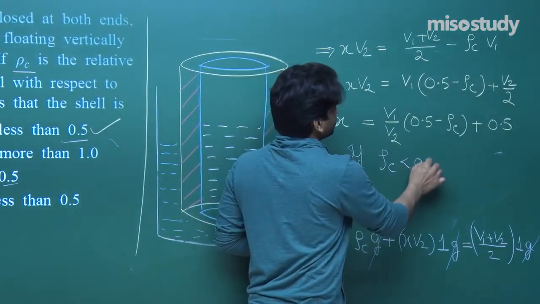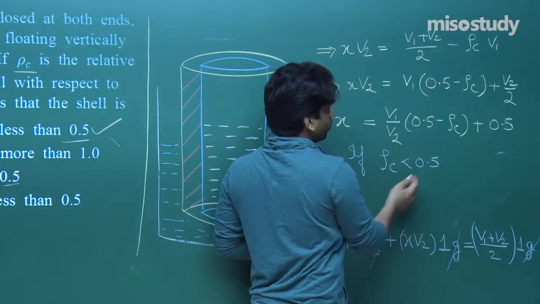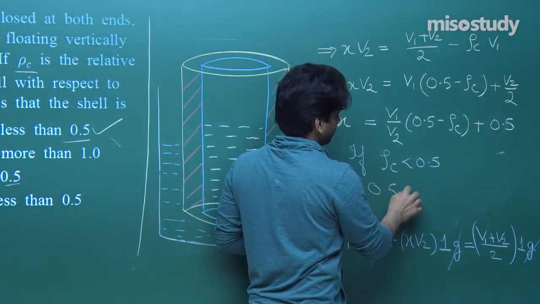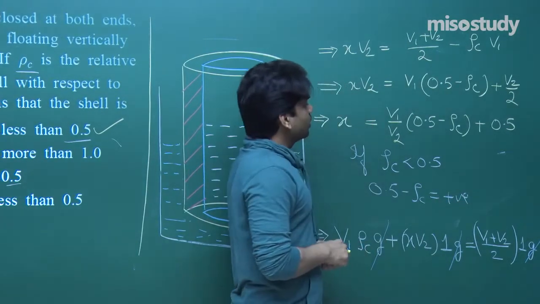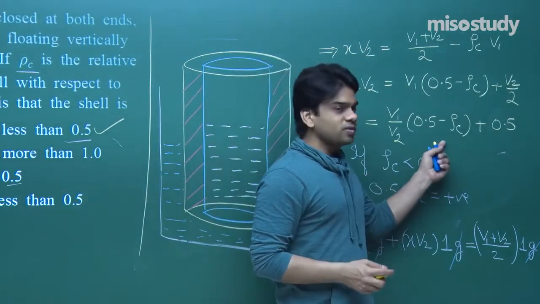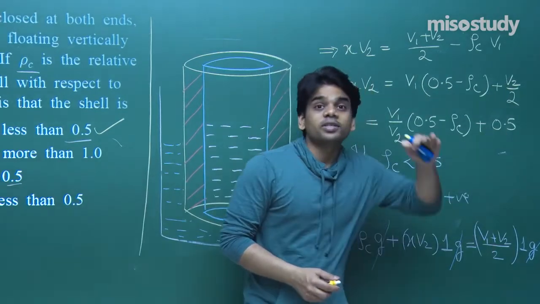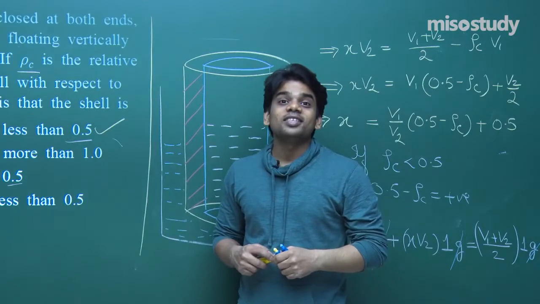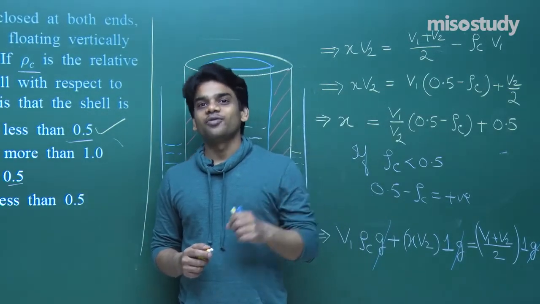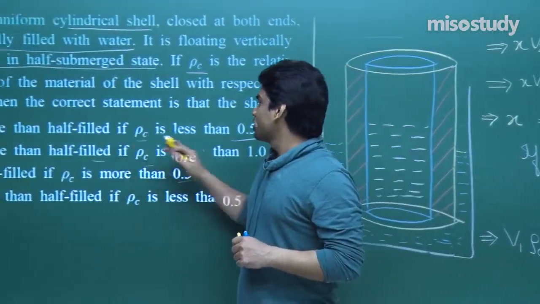If rho c is less than 0.5, this term is going to be positive, and if this term is positive, then entire V1 by V2 into a positive value will give you positive plus 0.5. That means you're going to get a number higher than 0.5. That means the shell is more than half filled. So it's more than half filled if rho c is less than 0.5.